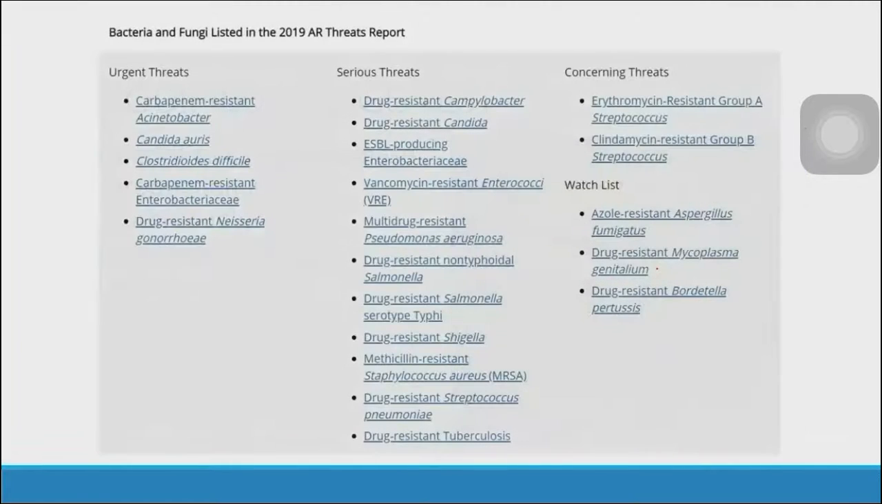Okay, so here is an article published by the CDC. It is the bacteriophagy in the 2019 antibiotic resistant threats report. So if you can observe in here in the urgent threats, nandito si carbapenem resistant Enterobacteriaceae.